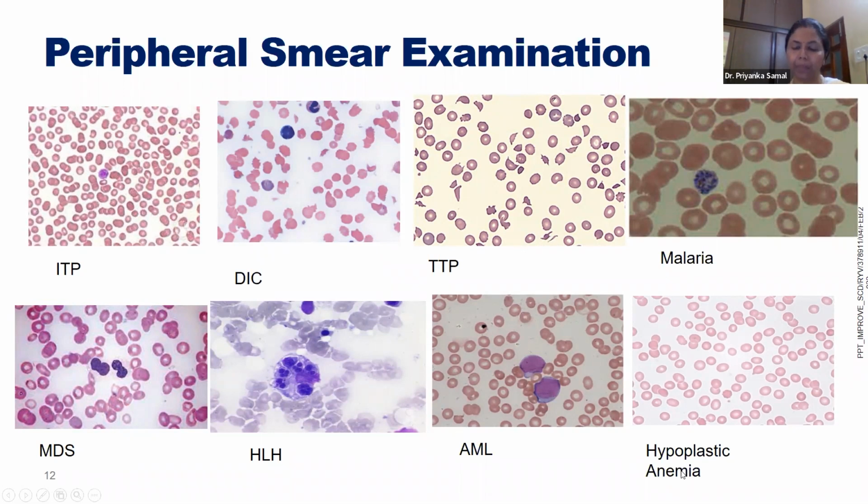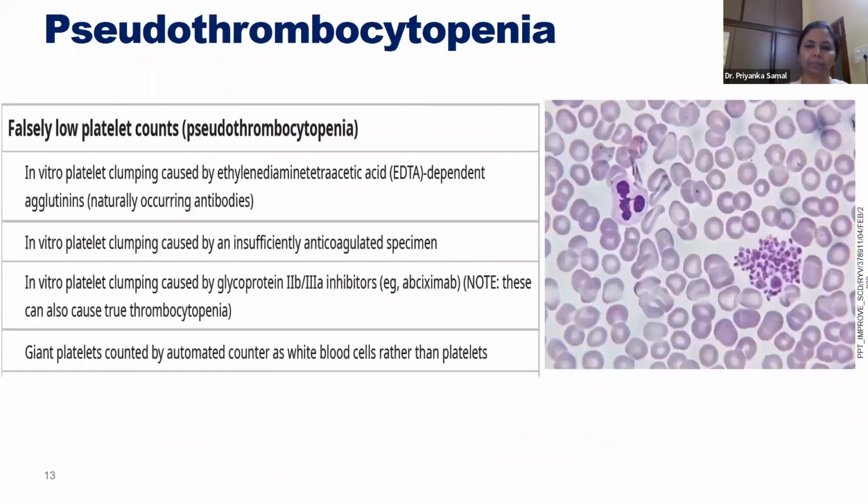Hypoplastic anemia or aplastic anemia, where there is a bone marrow failure, the bone marrow is not able to produce cells in any of the lineages. That is, the RBC content is low, platelets are low, as well as the TLC or the WBCs are also low.